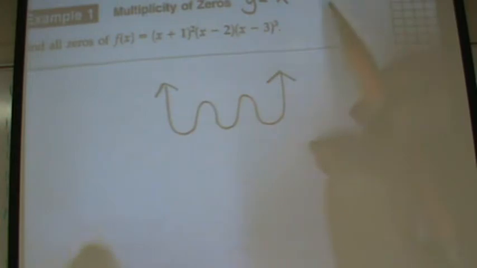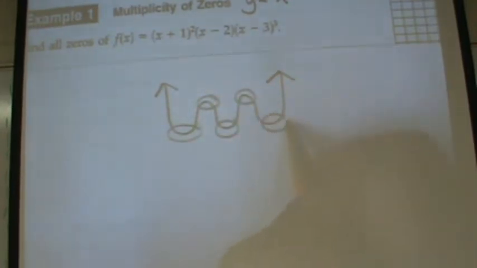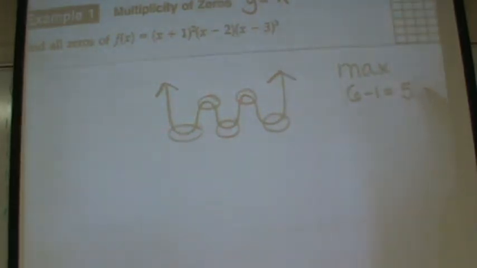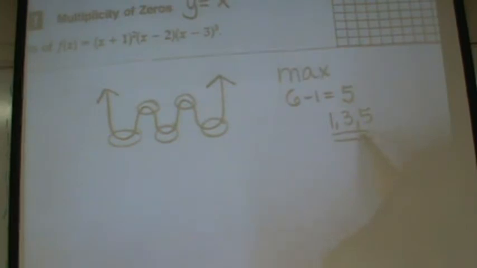At most, there will be 1 degree less than this power. So how many turns will there be? At most, there's going to be 5. The maximum there could be is going to be 1 degree less than this. So 6 minus 1 is 5. Now check out all the odd numbers less than 5. 1, 3, and 5. These are the possible. It could be 1, it could be 3, it could be 5.